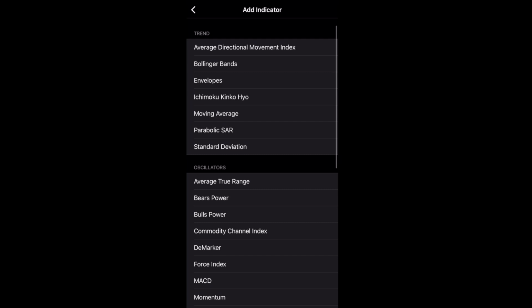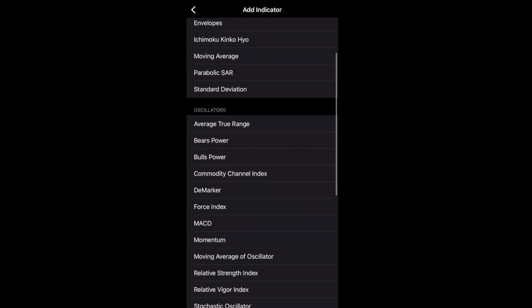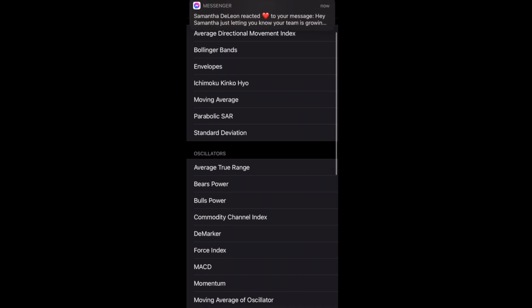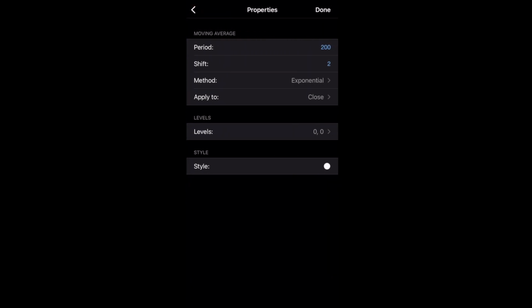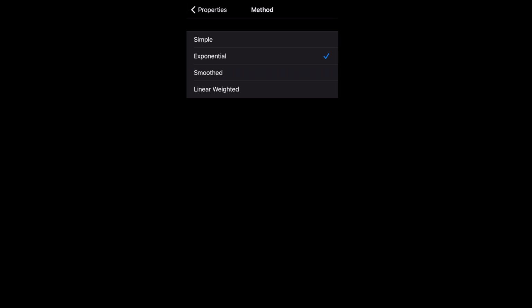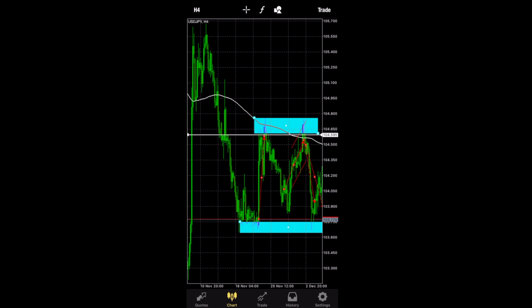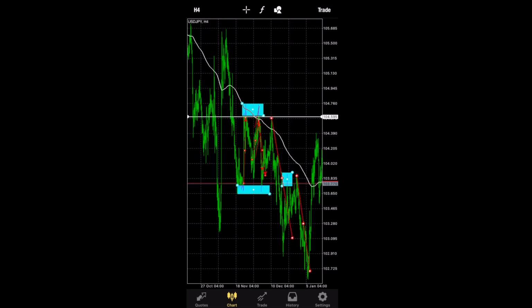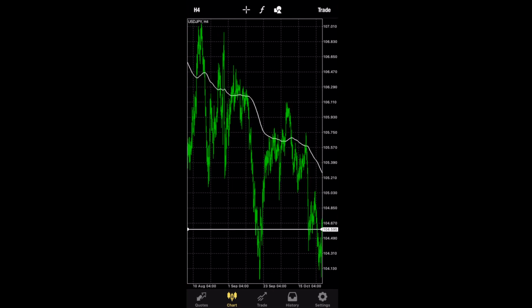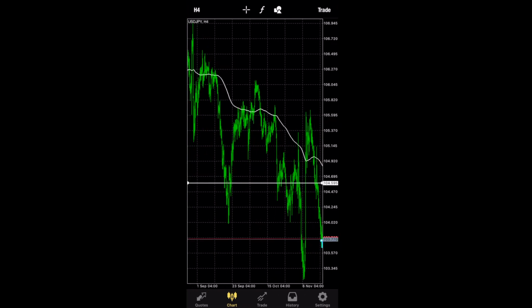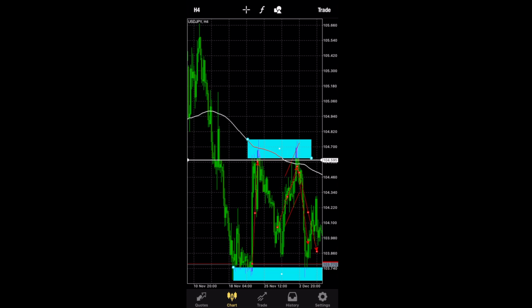The first indicator that we are going to apply is a moving average. Make sure that your moving average is on 200. Shift to method is exponential. There's no levels. You can have it white. Click done. Now, what this moving average does is it acts as a good resistance for these longer time frames.